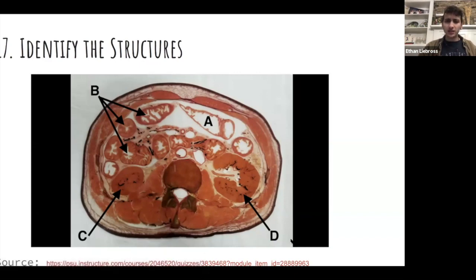And what's interesting again is, why is the kidney on the right side of the screen so much bigger than the kidney on the left side of the screen? And again, that's because of the height difference.